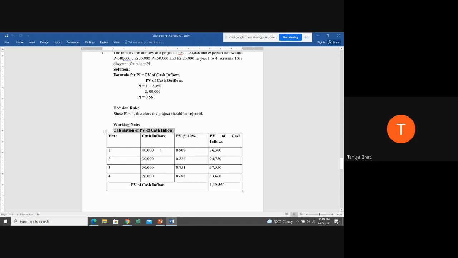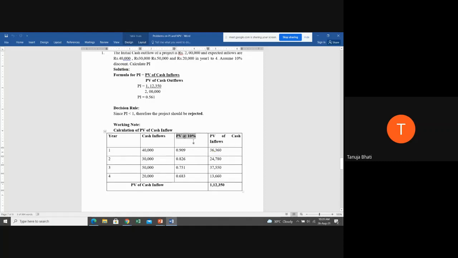So what we do is, from the problem itself we will pick up the first two columns. So here is 1 to 4, so 1, 2, 3, 4. Cash inflows we will write as 40,000, 30,000, 50,000 and 20,000. Now, discount rate is already given as 10%, so PV at the rate of 10%. Remember why I am using the present value: because here we have to find out the present value of cash inflows to compare with the outflows. So can anyone tell me which table are we going to use for this present value at the rate of 10%?